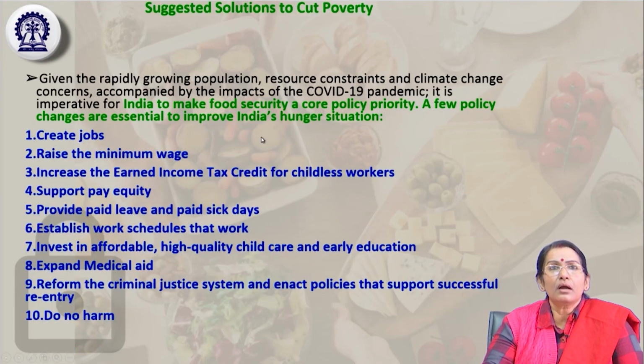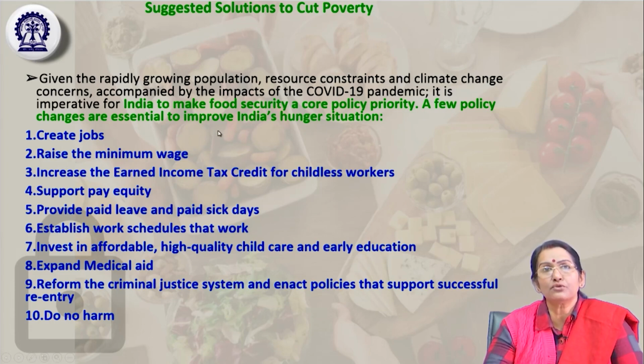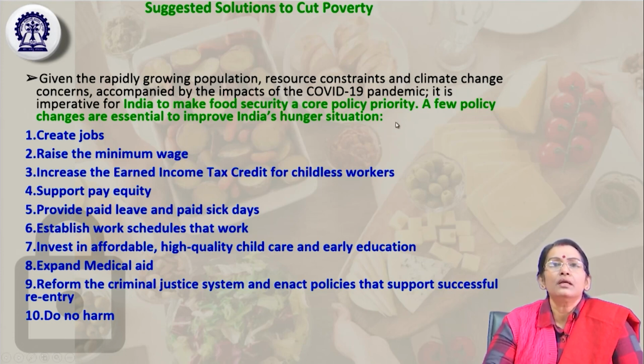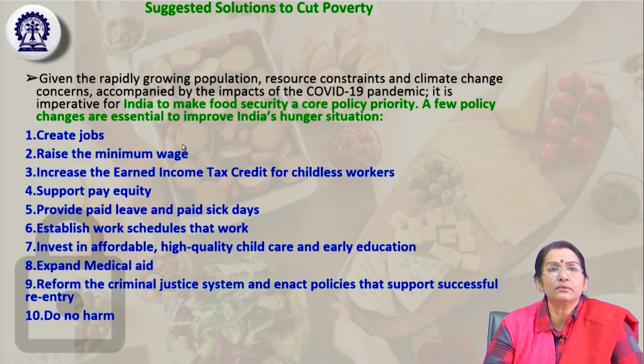So now, how to reduce this poverty? There are some suggested solutions. For India to make food security a core policy priority, a few policy changes are essential to improve India's hunger situation. These are the suggestions of some of the researchers and policy makers. So how can we eradicate hunger and ensure food security by following certain principles and solutions?